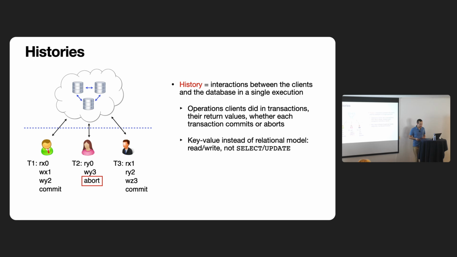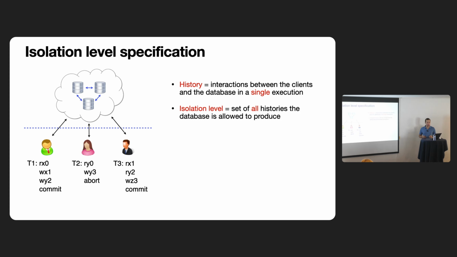Okay. I'll add some more stuff to histories later, but I will never add anything performance related. So this is just about correctness, what kind of return values clients may get from the database. Okay, so now a history records interactions between the clients and the database in a single execution. Then an isolation level records the set of all histories that the database is allowed to produce. Right, so what kind of behaviors this database may show if clients submit transactions.